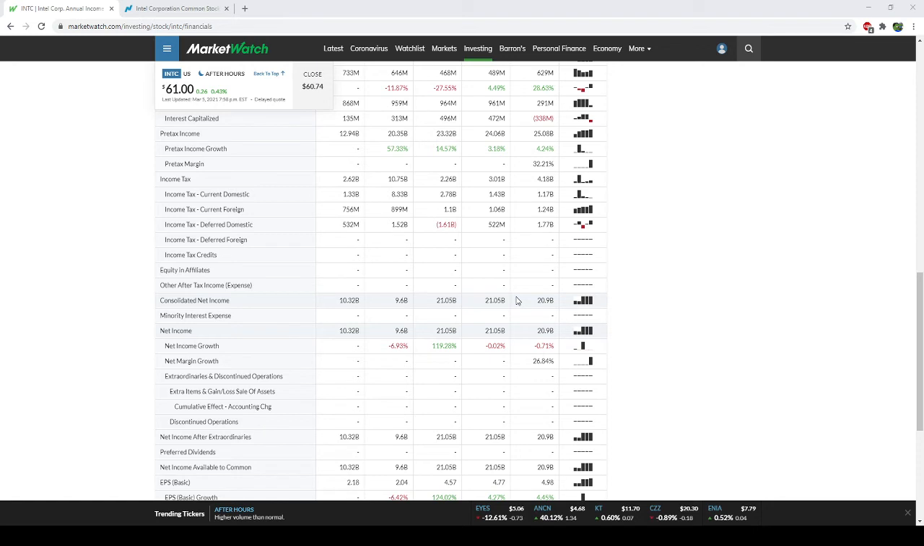So for Intel, we've met all 5 of our factors. We have increasing free cash flow. Both of our payout ratios are good, and our dividend history is great. It's increasing. There's no cuts over the time period we looked at. So as a dividend investment, it's something to look at.